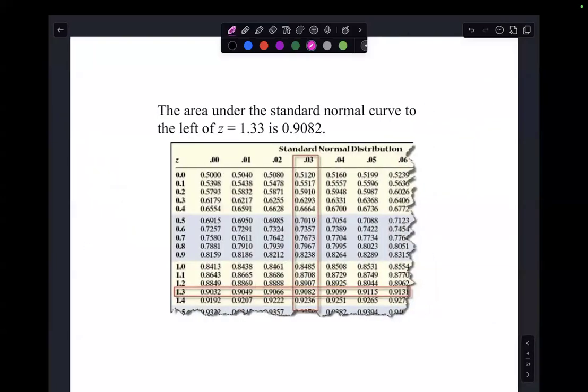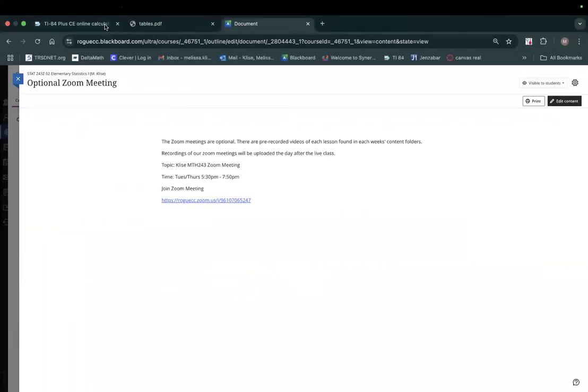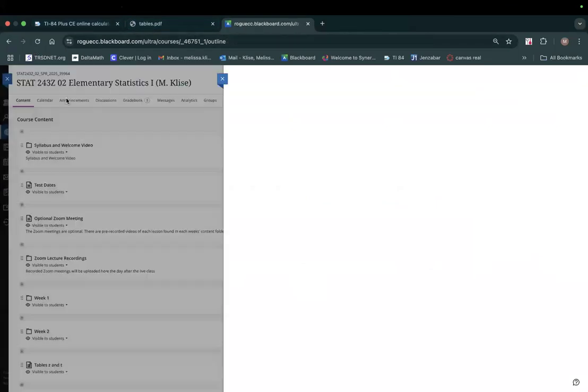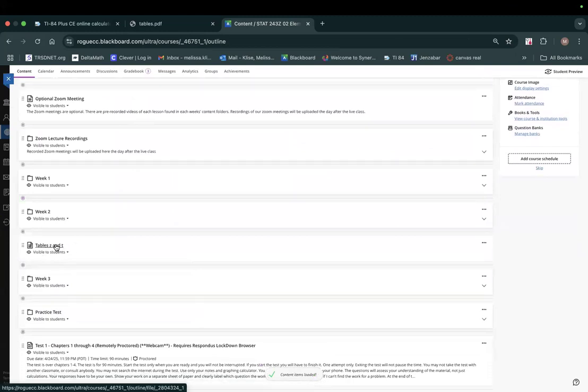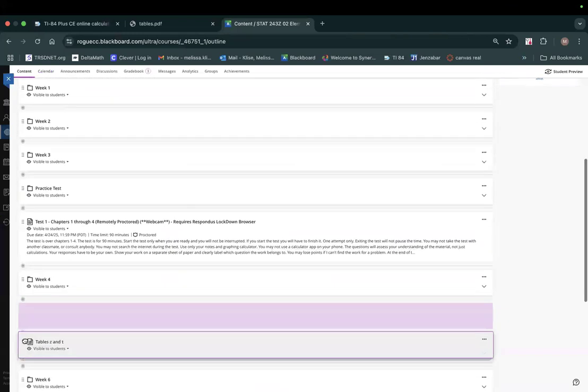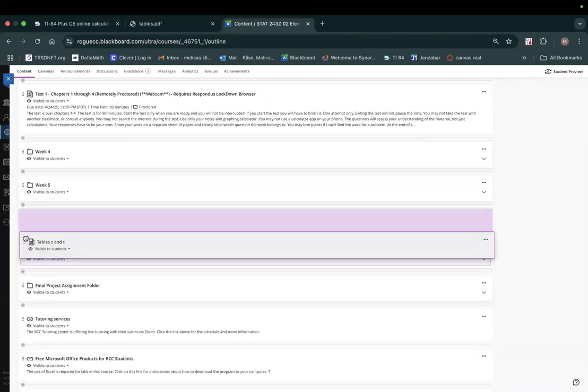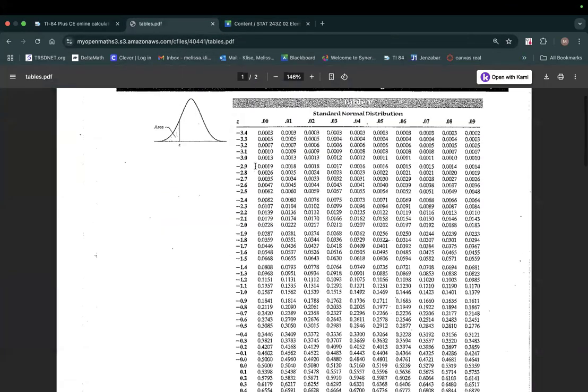All right. So on our Z table, you probably saw this. You may or may not have seen this. The Z table is located right here above week 3. I'm going to move it down, because I think it's also in week 6. Yeah, it's also in week 6. So this is what the Z table looks like.